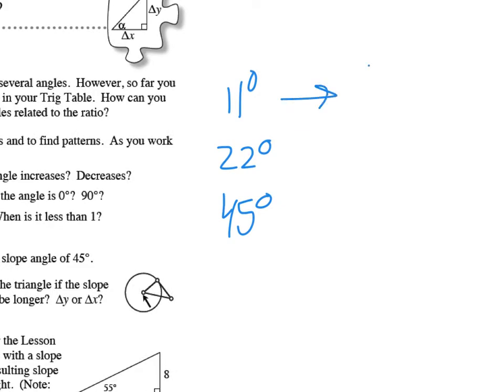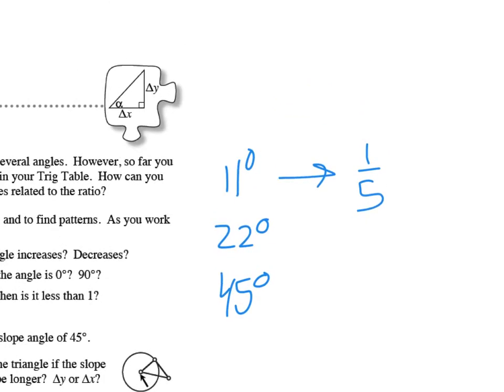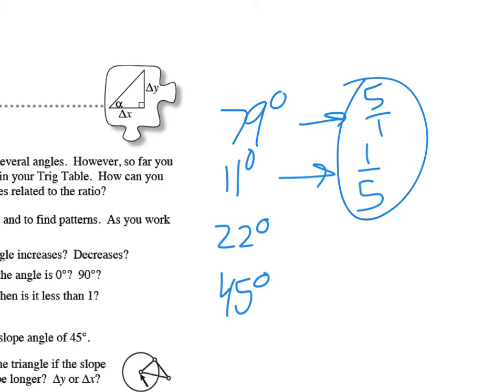So I know an 11-degree angle has a slope ratio of 1/5. We said, well, hey, the complementary angle with 11 degrees is 79, and what we do is we just flip that to make that 5/1. So these two things go together, and we can do the same thing with 22 degrees.